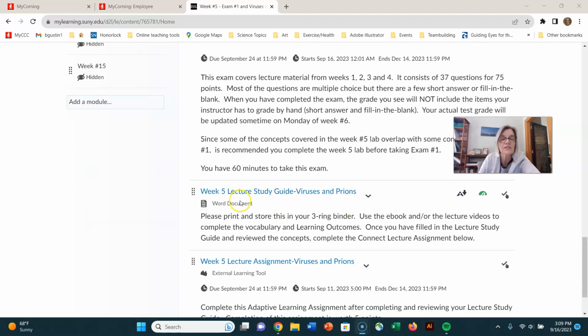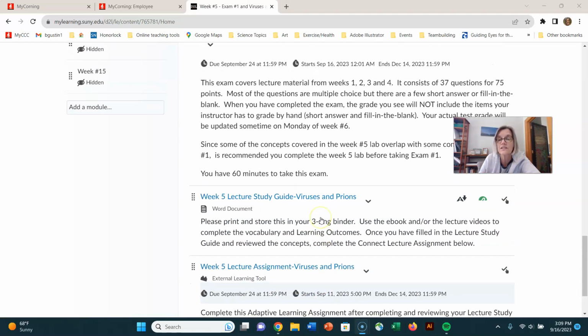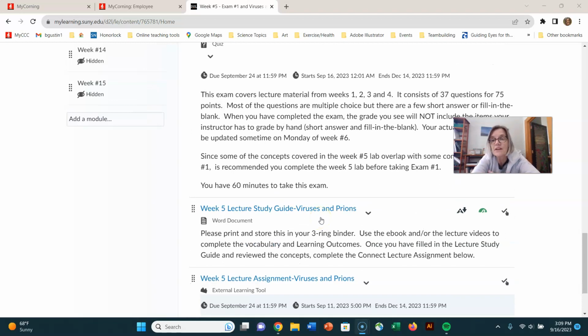There is lecture material this week. It's on viruses and prions, and there's a lecture study guide and a lecture assignment. When I was doing this, I realized we have a test, and we had a lot going on in lab, so my original plan for viruses and prions got cut back. It looks like I've added extra this week by adding a test in addition to lecture and lab, but the amount of lecture material I'm giving you this week is less than I would give during a week without a test. So you should get through the lecture study guide and lecture assignment a little bit faster than you have in past weeks.